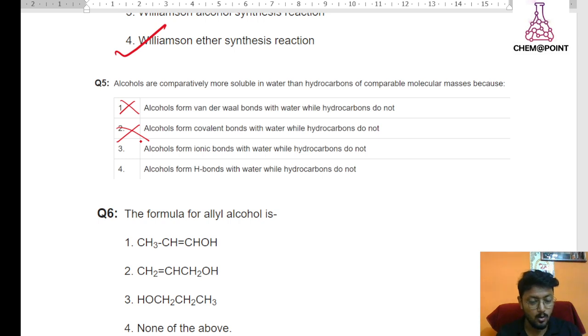Homo means the same molecule, just like HF, and in between the HF molecules they have H bonding. This is homo. Hetero means two different molecules, like water and alcohol. In between these two different molecules, they have H bonding, known as hydrogen bonds. Got my point? So option 4 is the correct answer: alcohol forms H bonding with water while hydrocarbons do not.